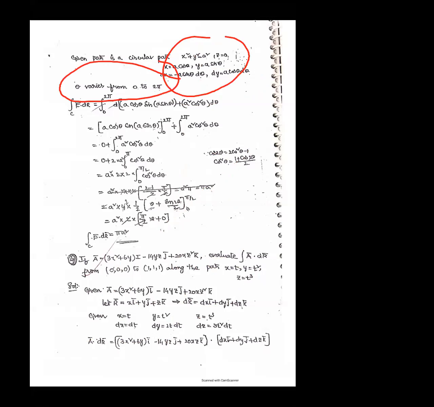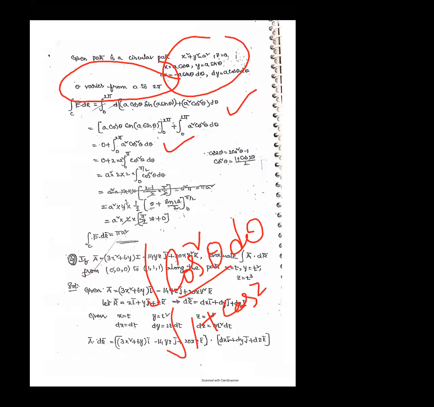Substituting all values and simplifying, finally we get the integral from 0 to 2 pi of a square cos square theta d theta. In integration, cos square theta has no direct formula, so I write cos square theta in the trigonometric formula: cos square theta equals 1 plus cos 2 theta by 2. Separating the integration into 1 by 2 and cos 2 theta by 2, calculating the integration and substituting the limits 0 to 2 pi, we get the answer pi a square.